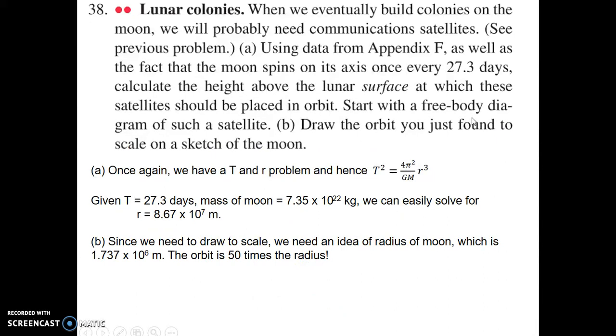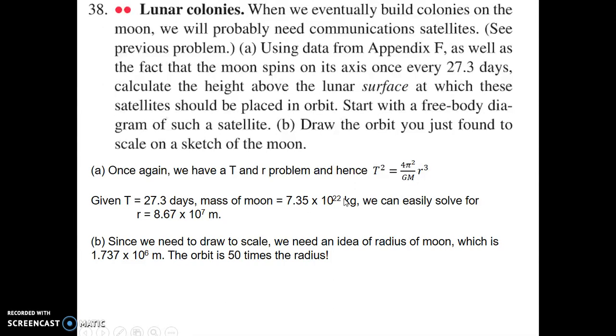Next question, on lunar colonies. Once again, we have an orbital period given, which is T. The question asks us to calculate the height, which is related to R. So we have this T and R problem, and hence we get this. When we plug in all these values, we can easily solve for R. Actually, this is H, and the R you get is a little bit different from the H here.